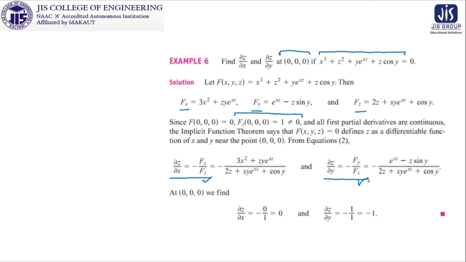So I think this problem is clear. These are the things we are actually using. This is fundamental, what you have to keep in your mind for performing these types of problems, and obviously with one condition. What is that? That is nothing but fz is not equal to 0.